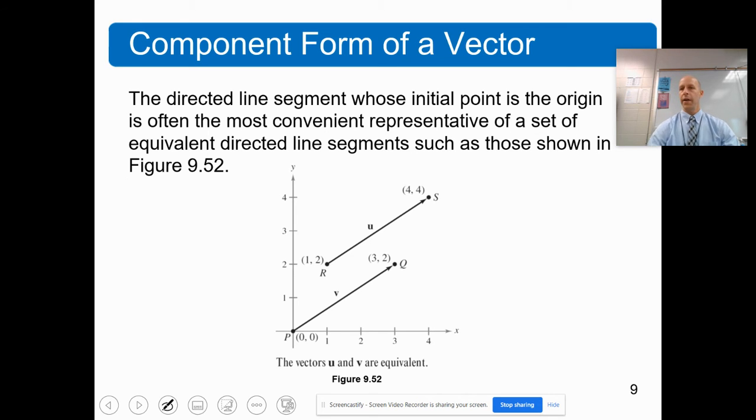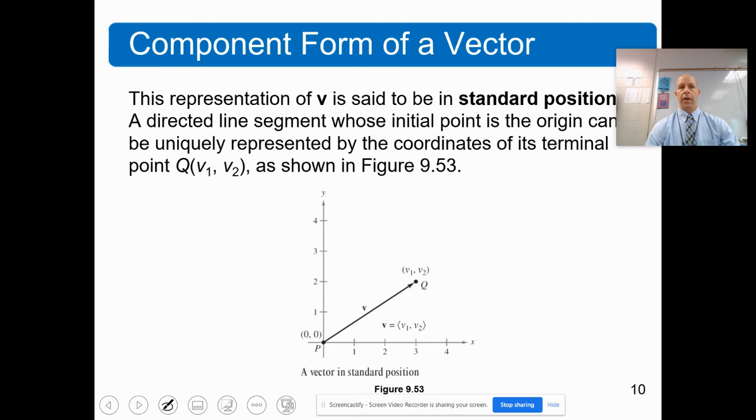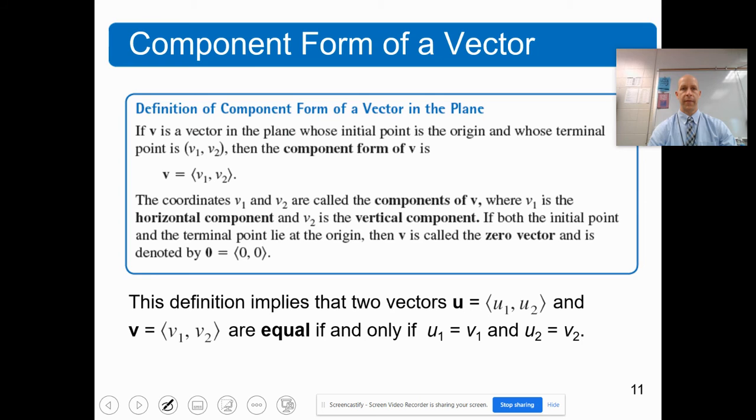So in other words, there's infinitely many ways we could represent vector v, but typically we just look at (0, 0) to (3, 2). This represents v in its standard position, and a directed line segment whose initial point is the origin can be uniquely represented by the coordinates of its terminal point (v1, v2) on the coordinate plane.